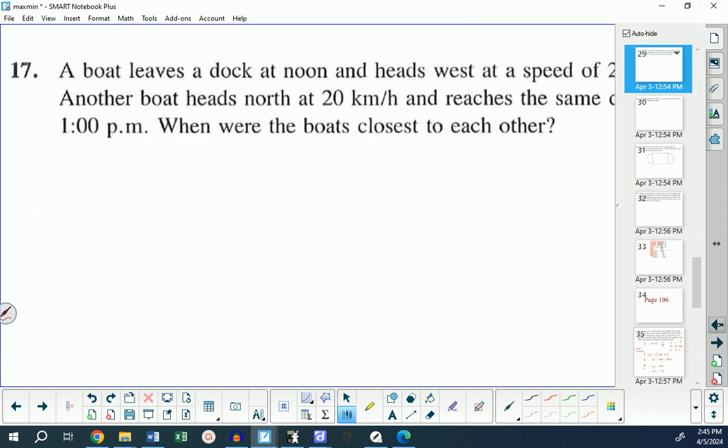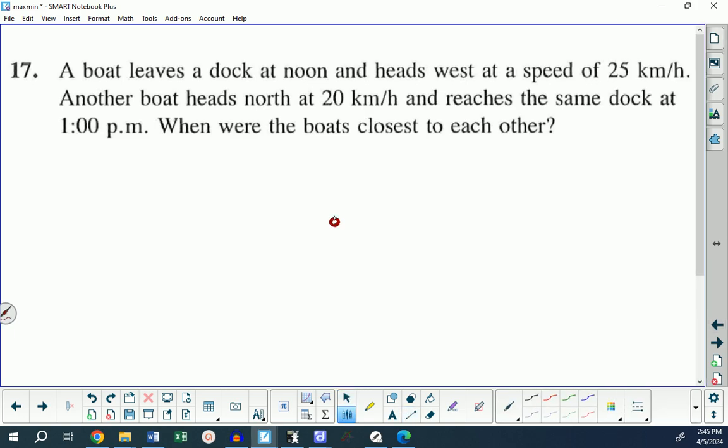The first time I saw one of these questions, I couldn't wrap my head around it because my brain kept steering towards related rates, because there's speeds involved, right? So a boat leaves a dock at noon and heads west. We'll just say that this point is a dock, and one's going to head north, so I'm just going to draw this here. One heads this way, and it travels at 25 kilometers per hour. And one heads north, and it travels at 20 kilometers per hour. So in terms of motion, the one moving west is traveling faster, so the distance will be greater.